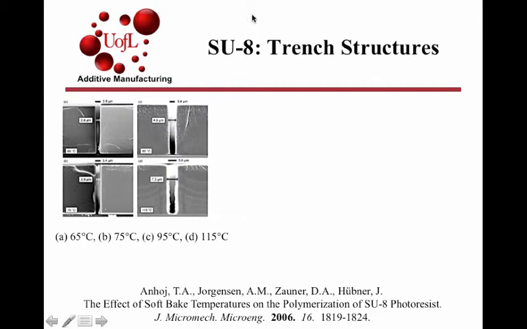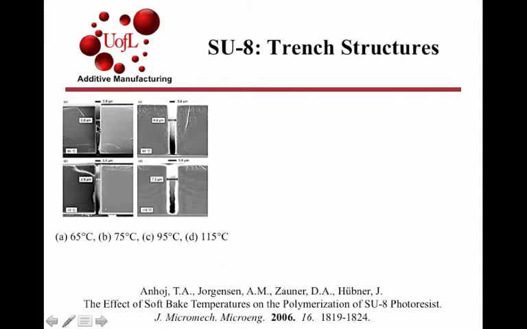Here's an example of a well-studied material, especially in the microlithography arena. It's called SU8. It's an epoxy-based material. And you can basically see a bunch of trenches that are manufactured under different thermal conditions. You change the temperature of baking, you increase the cross-linking density.